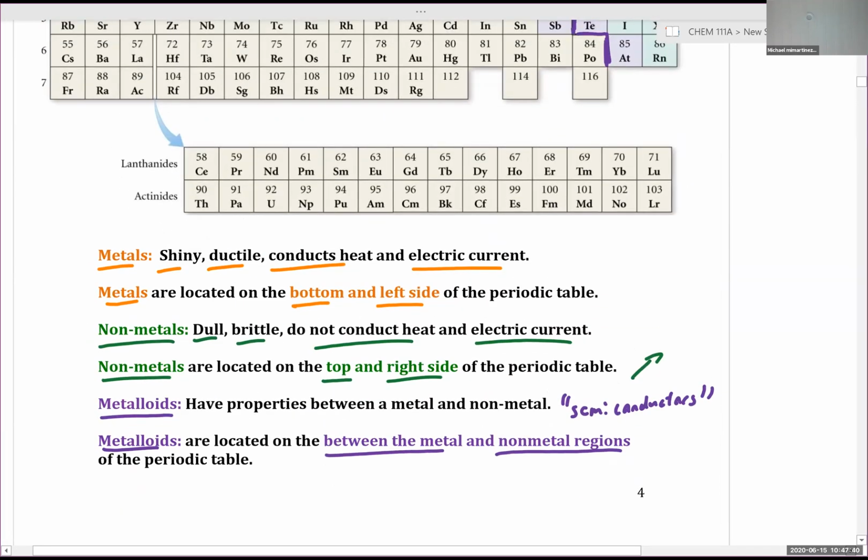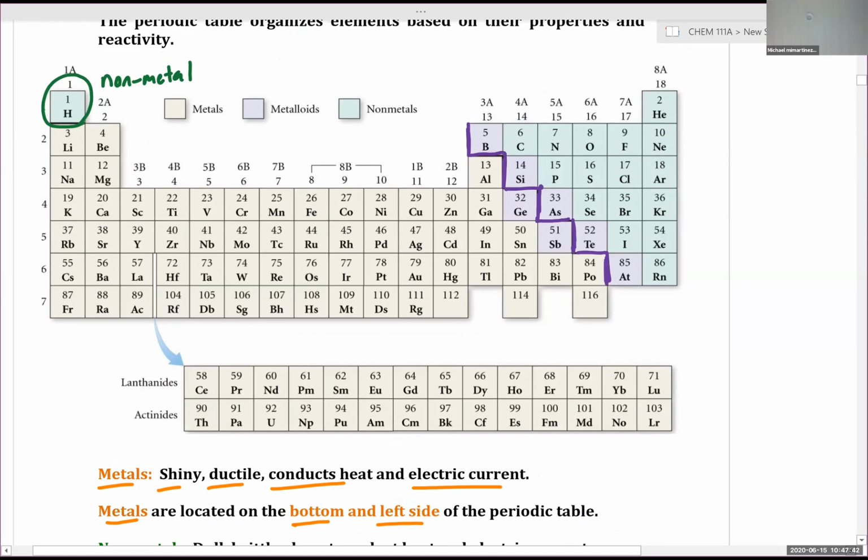Any questions on the major divisions of the periodic table? Your metals, your nonmetals, and your metalloids. Just one exception to keep in mind, hydrogen is a nonmetal, even though it's in a very odd spot in the periodic table. Any questions?